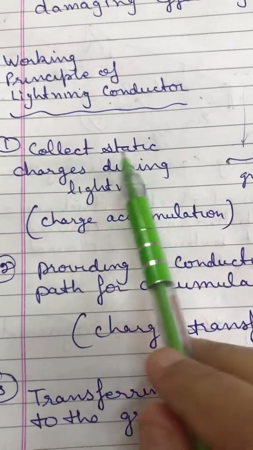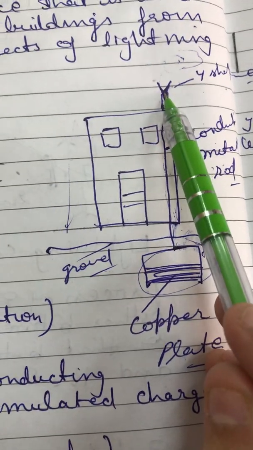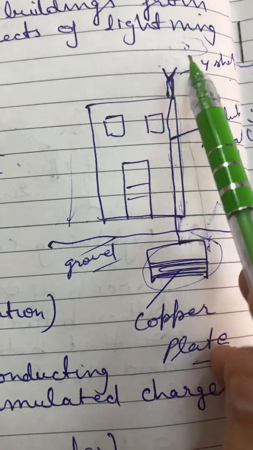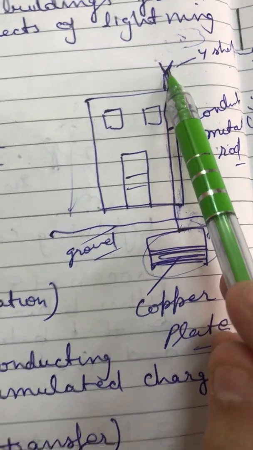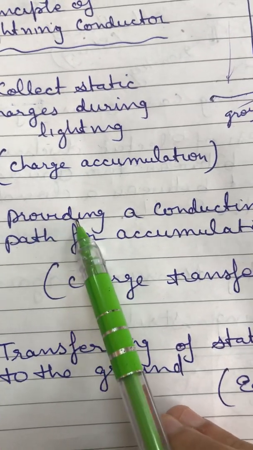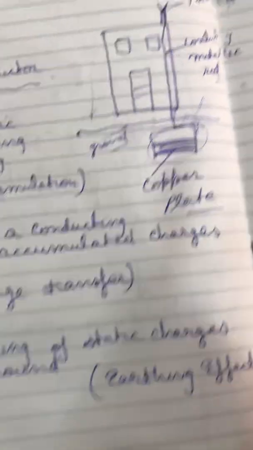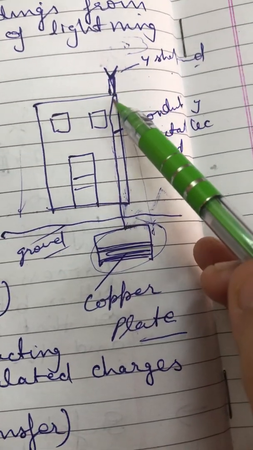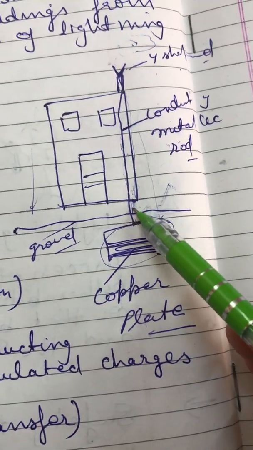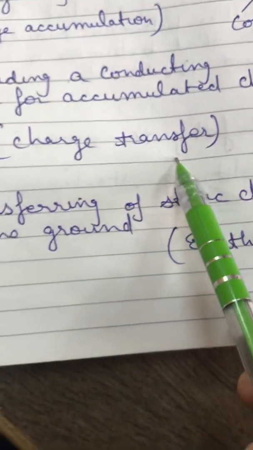Firstly, collect static charge during lightning. Firstly, we have to collect the static charge. This Y shaped end or top will collect the static charge. This is known as charge accumulation. What was the second step? Providing a conducting path for the accumulated charge. So this accumulated charge gets the conducting path from this metallic rod. This is known as charge transfer.